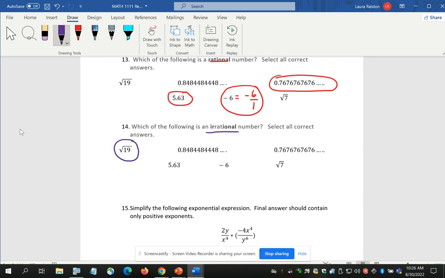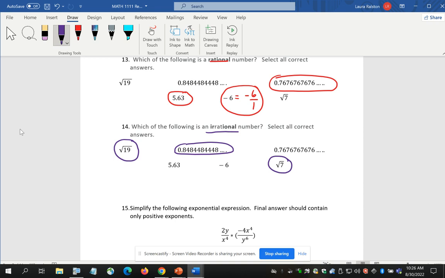Even this second one, 0.84, 0.844, 0.8444, there's a pattern to it, but it is not repeating, and it goes on forever and ever, as indicated by the dot, dot, dot. So that one's also irrational. And then square root of 7 is a big long number.